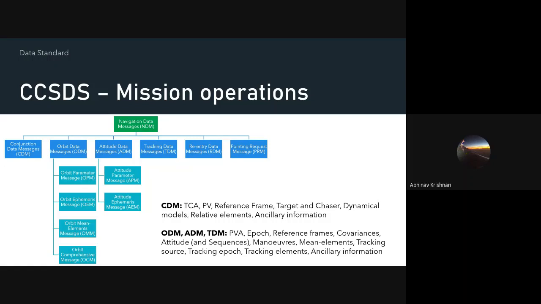Tracking data messages are basically useful for people who want to invest their time in orbit determination, because this is where your ground systems or your in-orbit systems, which track other satellites, provide information based on the signals and the optical information, and you can convert the angular information that you received into position and velocity vectors. So tracking data messages help you in that.